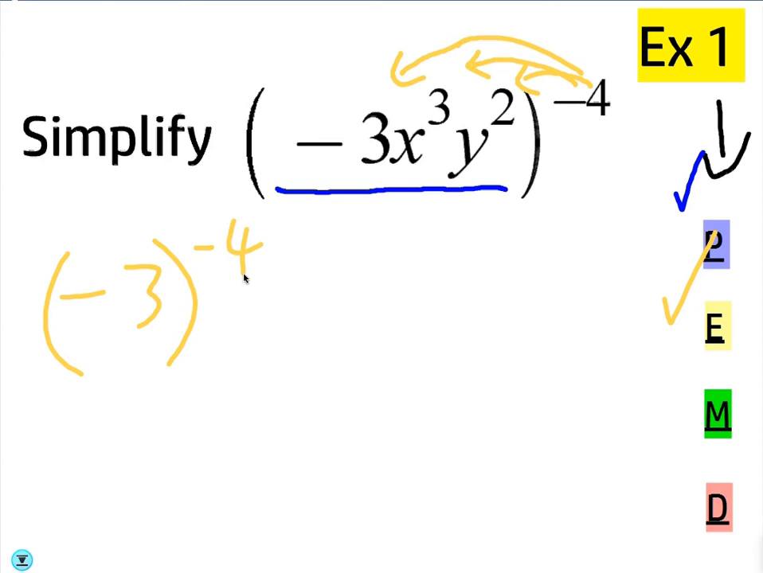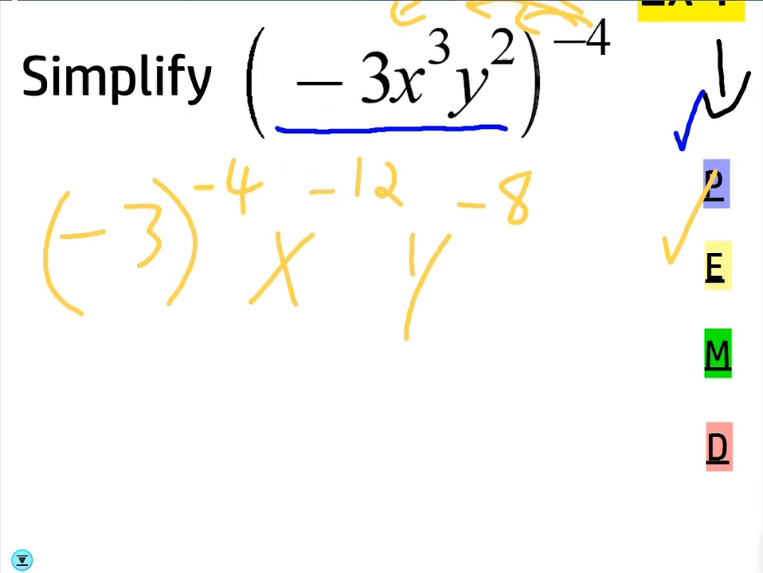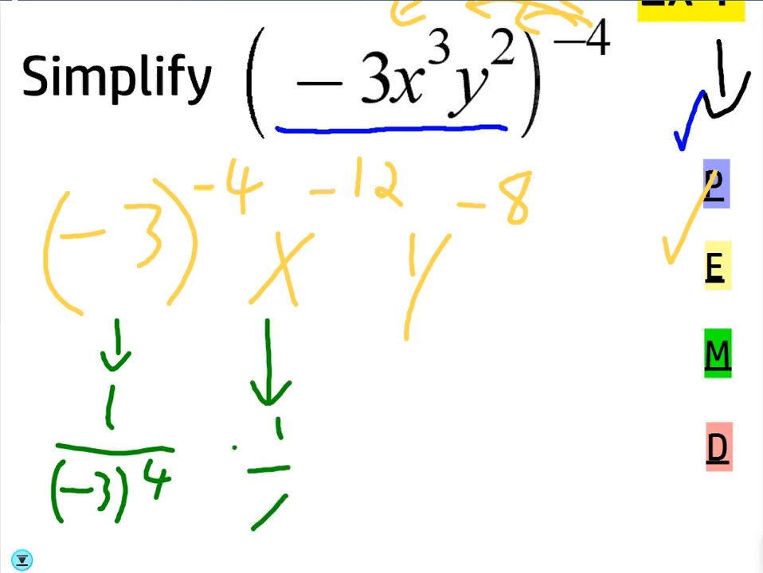Okay, and I will. All right, so then we have x cubed to the negative 4, which would be x to the negative 12. And then y squared to the negative 4, y to the negative 8. Okay, and negative 3 to the negative 4 would be the same as 1 over negative 3 to the 4th. X to the negative 12 is the same as 1 over x to the 12th. And then that would be 1 over y to the 8th.